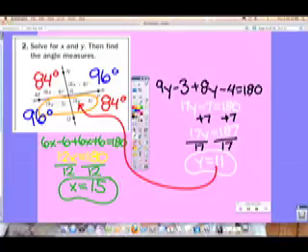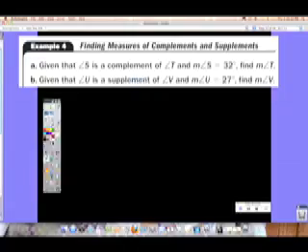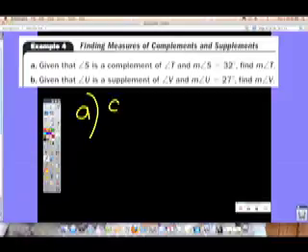Be nice to yourself. Okay, you ready to find it on your notes? Complement, supplement. Seems like you guys picked up this concept pretty quick. So letter A, given S is a complement of T and S is 32, stop. Shout out the number for complement. What is it? 90. So let's just do 90 minus 32. Do you guys know what that is? Be confident. 58. Good job. So that's the measure of angle T.